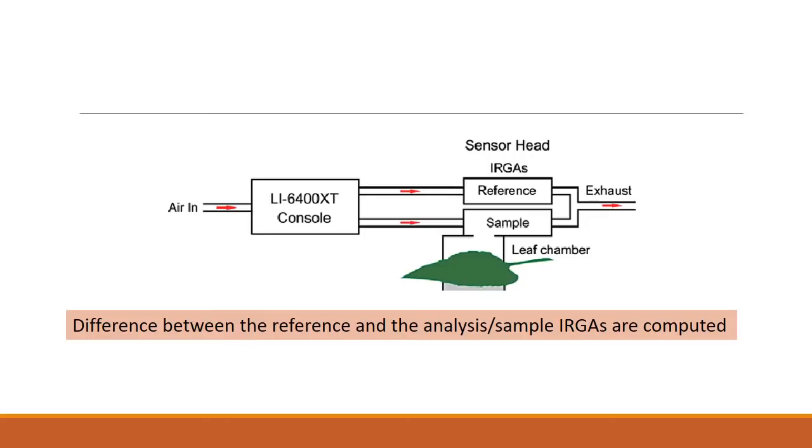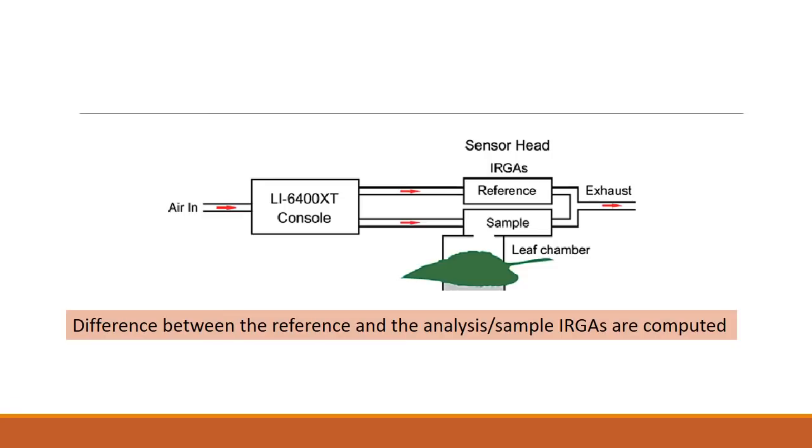The basic principle is that carbon dioxide is a strong absorbent of infrared radiation. So an infrared source shines through a sample chamber and onto a detector. The energy at the detector is the total energy entering the system minus that absorbed in the sample chamber.